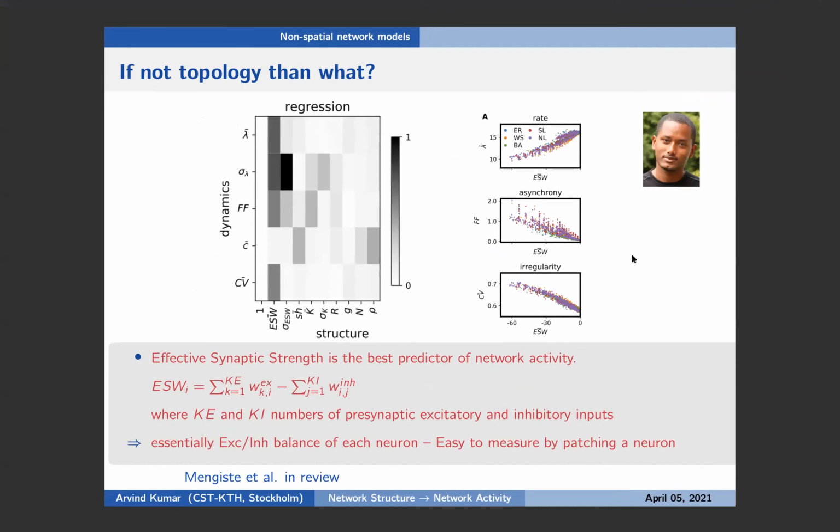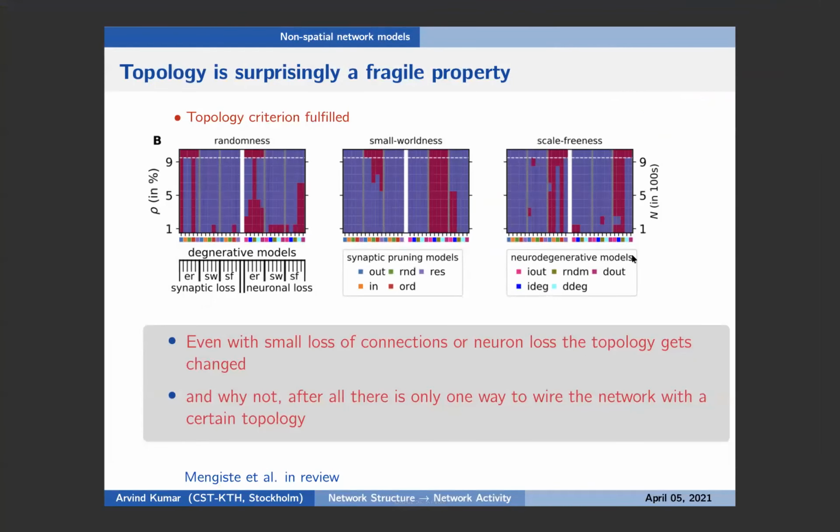But the question is, what happened to the topology? So it turned out that topology is really a very fragile property as we start to prune the network, either by synapses or not. Only in these red regions do you find that the topology is preserved. As soon as we start to disturb these networks, they essentially lose their topology. And then it's not really a surprise that topology doesn't turn out to be an important parameter for the dynamics.